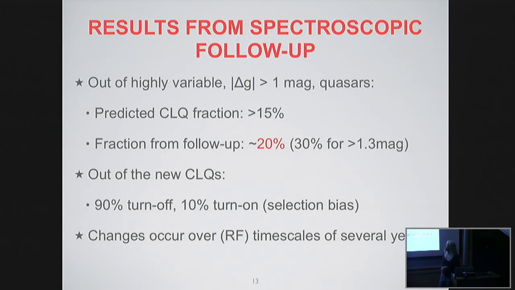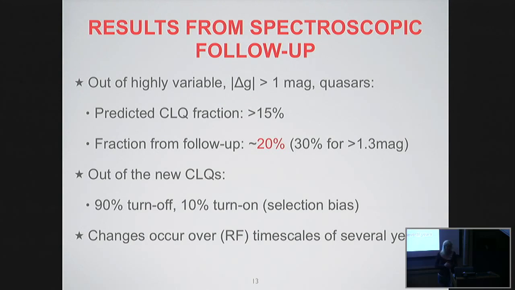But the sample size is very small there. So now from our follow-up, we've essentially doubled the sample of changing look quasars, and the fraction of highly variable quasars is about 20%. And if you just focus on the ones that showed a large magnitude change, larger than 1.3 mags instead of 1 mag, then the fraction goes up to about 30%. And out of the new changing look quasars, about 90% are turn off and 10% are turn on. But again, this is probably biased by the selection of quasars in the quasar catalogs.